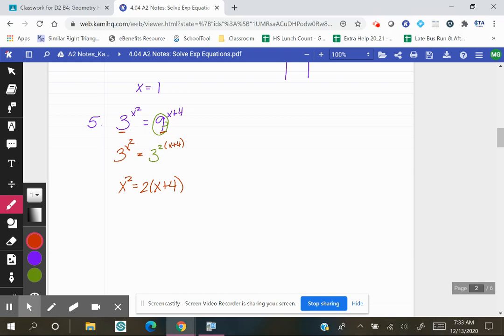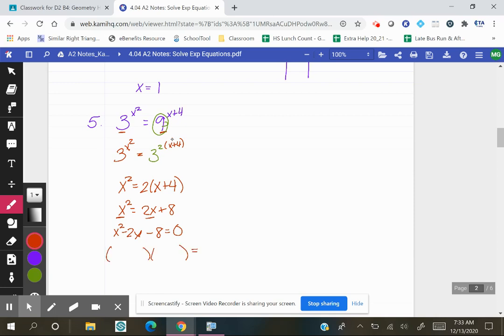From here, you should distribute your 2. And now I have an x squared and an x. Anytime I have an x squared and an x, I want to get it equal to 0. And you want to keep x squared positive. So I'm going to subtract over my 2x and subtract over my 8. And then once you get it equal to 0, you should factor. Pause the video if you haven't done this yet and do this one on your own.